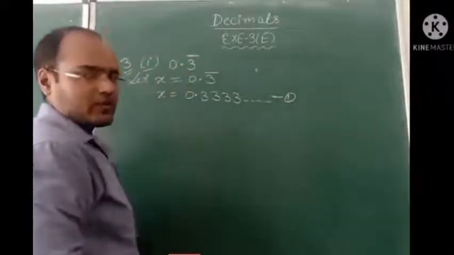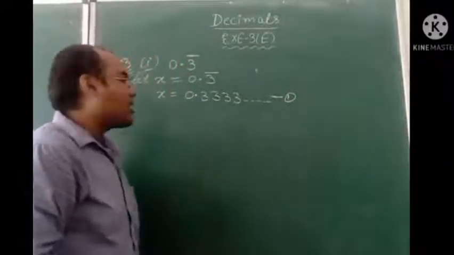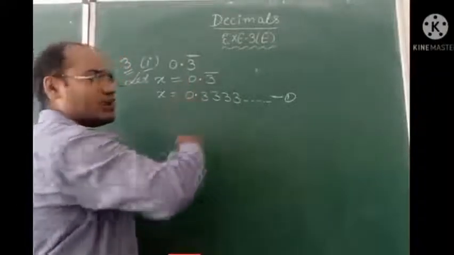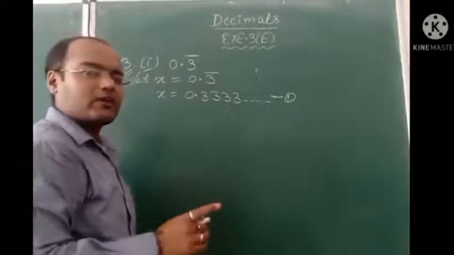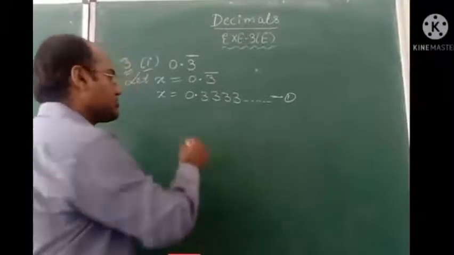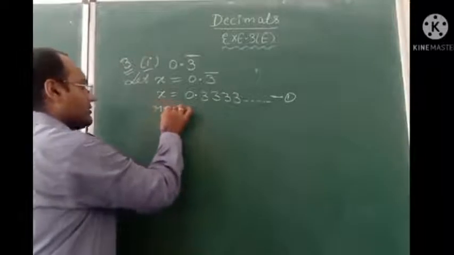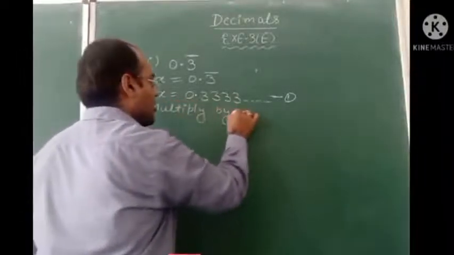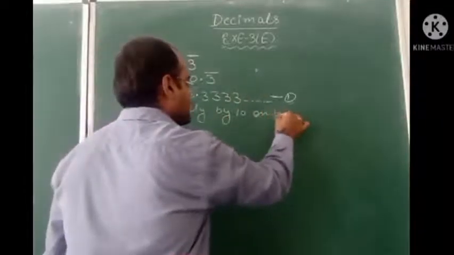Now in the next step what we will do, we will check on how many digits bar is there. Only on single digit bar is there. So whenever bar will be on a single digit, then you have to multiply by 10. So what we will do, we will multiply by 10 on both sides.